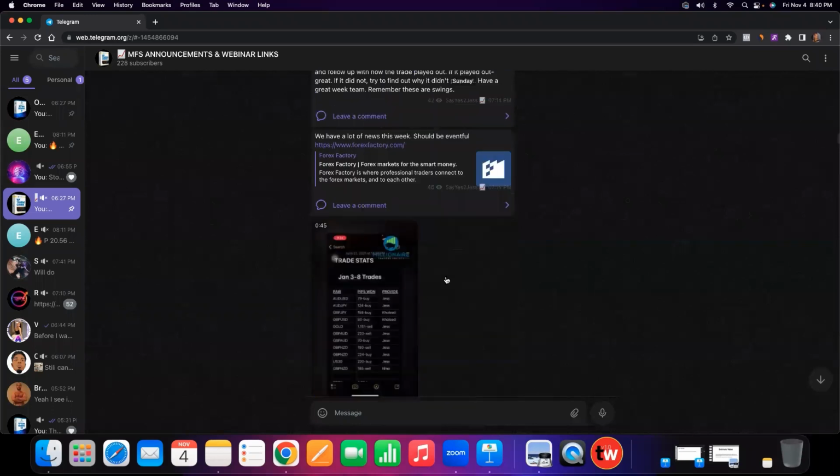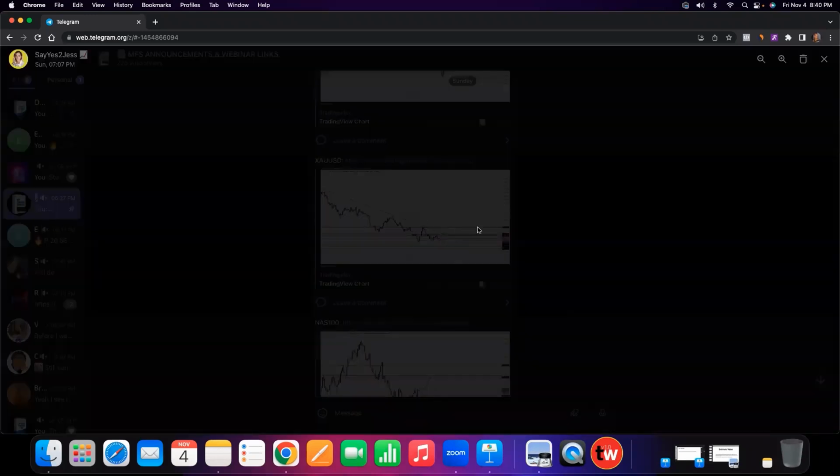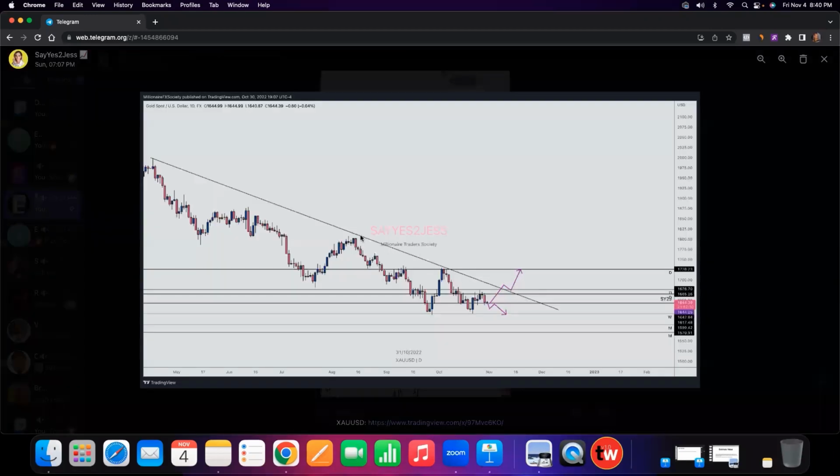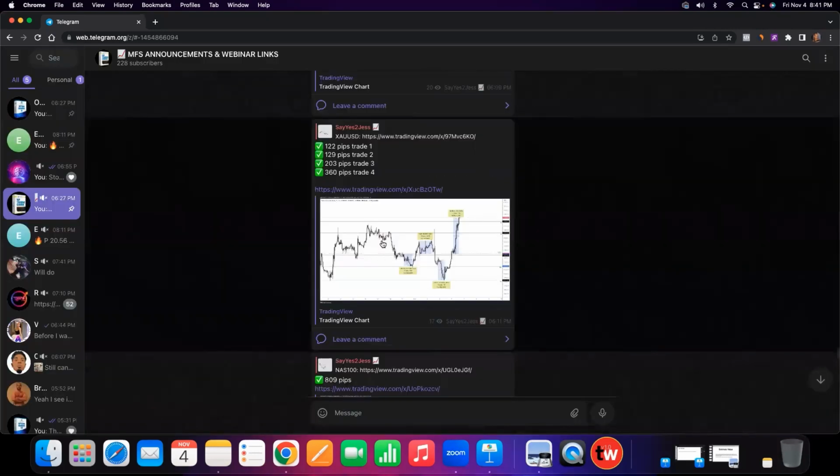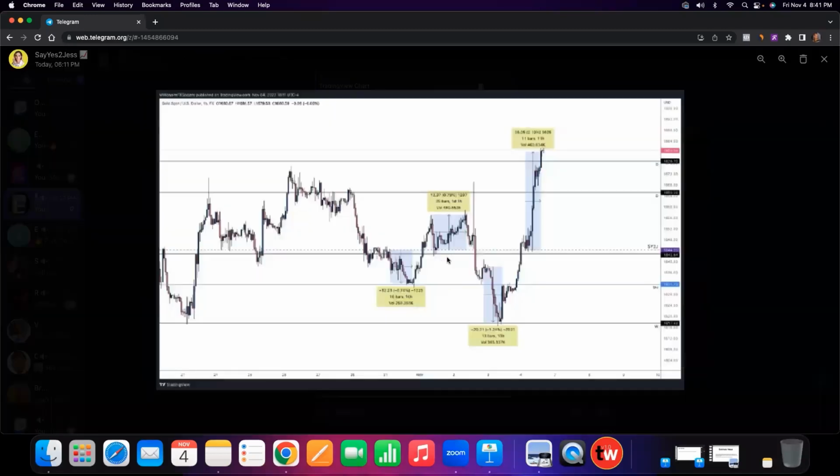Then we had gold. Now, gold was definitely very tricky, but gold was pretty much in a nice downtrend on the daily. You can see where we had a double bottom. So I was either expecting it to go up or go down. The say yes to Jess level is right here. So let's see how it played out. We had multiple opportunities here.